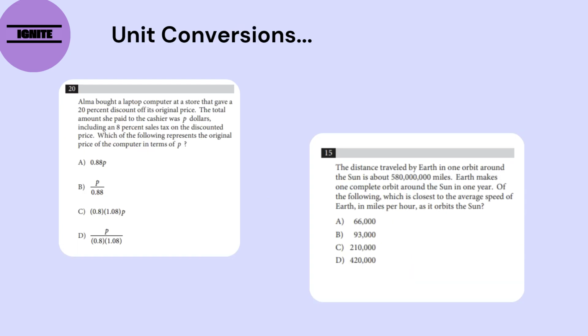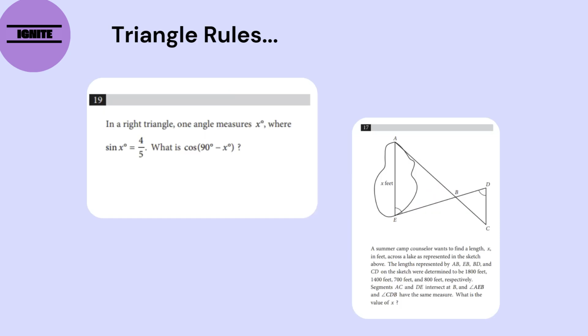Then we'll have unit conversions, and this is simply using either variables or actual numbers to convert one number to another number. As we see in question 20, that has to do with sales tax, and 15 has to do with the average speed of Earth in a different unit.